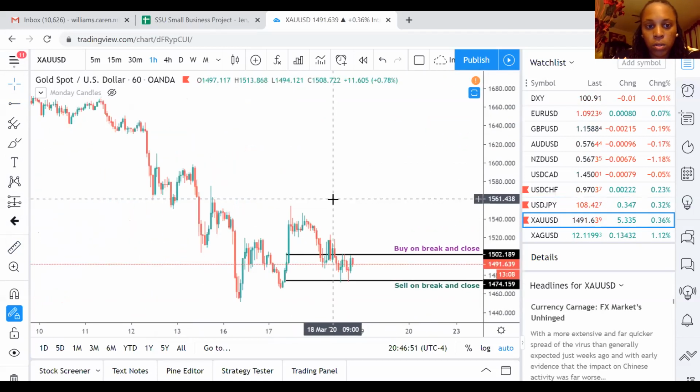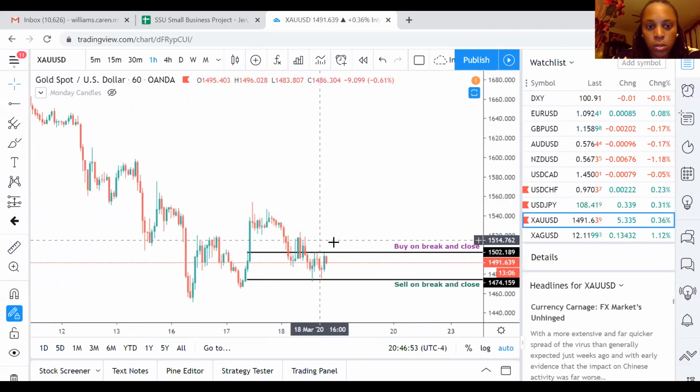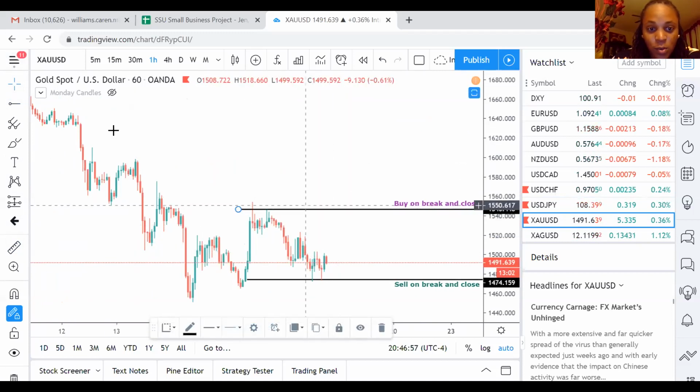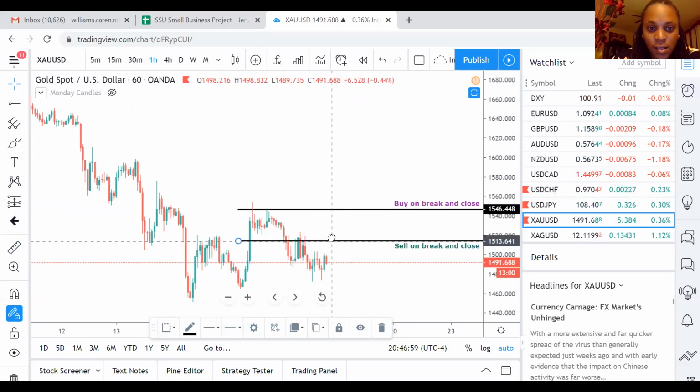Same here with gold, right? So with gold, I sent out this setup yesterday. I don't know if anybody caught it. This was a beautiful sell I sent out last night.